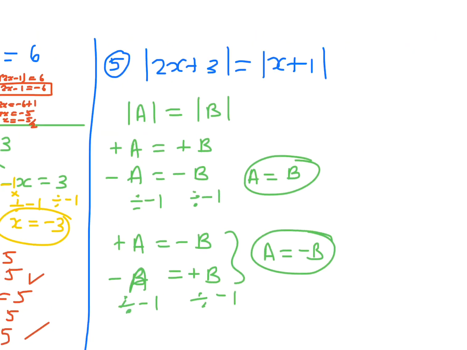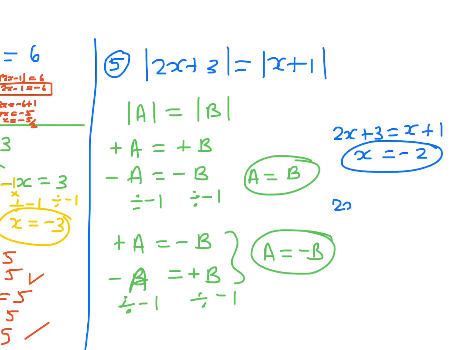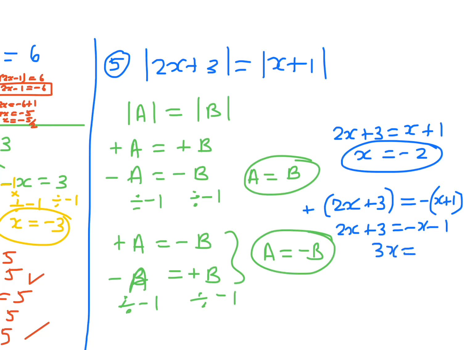So then when you apply this and you go to solve it, you go 2x plus 3 equals x plus 1. x equals minus 2 when you solve that. Then 2x plus 3 equals minus x plus 1. You just make one side a minus. So that means 2x plus 3 equals minus x minus 1. 3x equals minus 1 minus 3, which is minus 4. And x is minus 4 over 3.